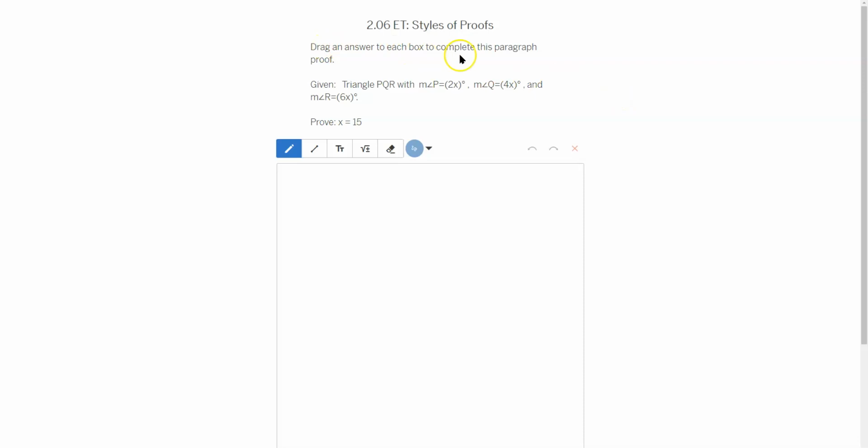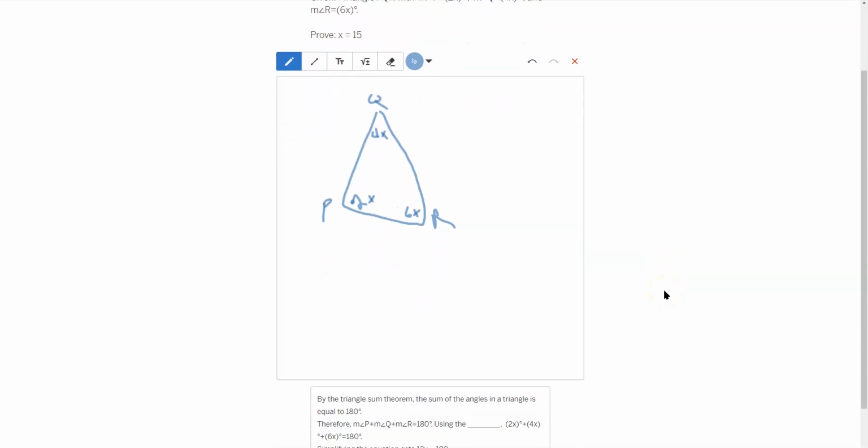Drag an answer to each box to complete this paragraph proof. Triangle PQR with measure of angle P 2x, so we'll say that this is PQR, this is 2x, the measure of angle Q is 4x, and the measure of angle R is 6x. Prove that x equals 15.